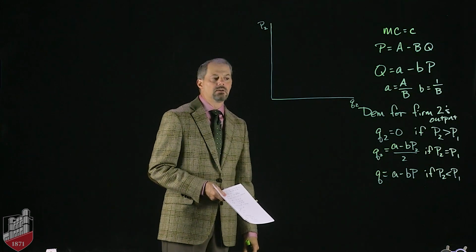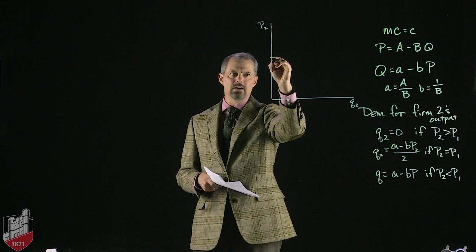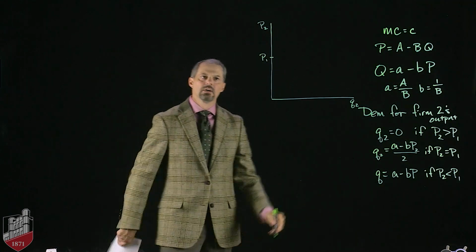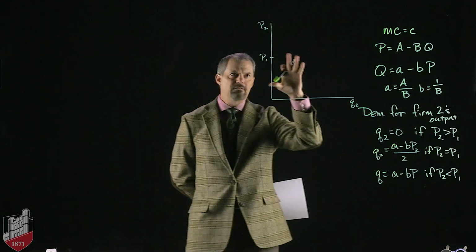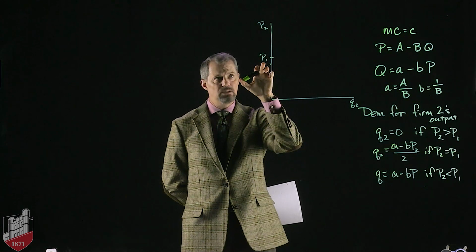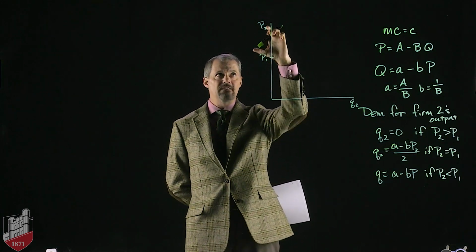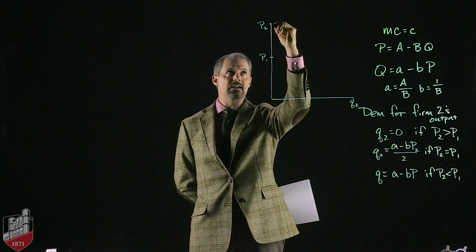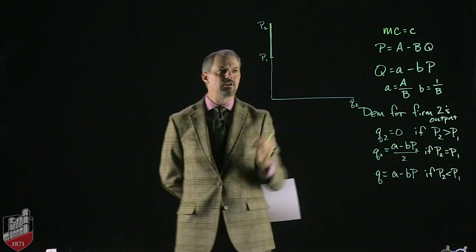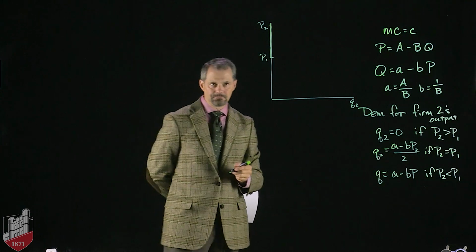Now, firm 1 is going to choose a price, and we'll just put it up here, whatever price firm 1 chooses, because what firm 2's demand curve looks like depends upon firm 1's choice of P1. Now, if this is what firm 1 has chosen and firm 2 chooses a price higher than that, they're going to sell nothing. So the demand curve that they face would be this vertical axis above P1.